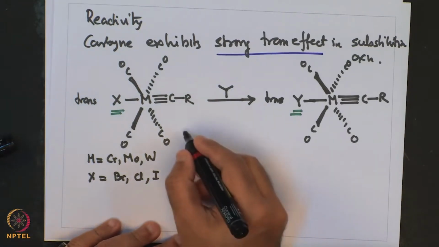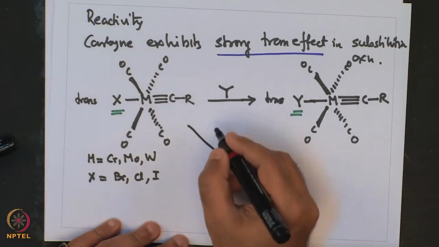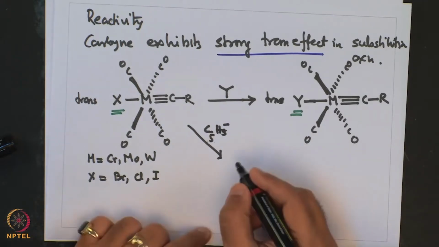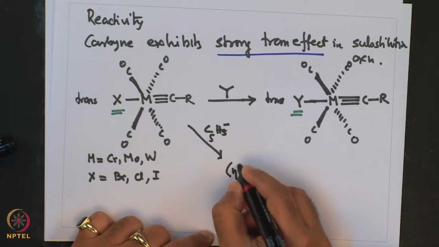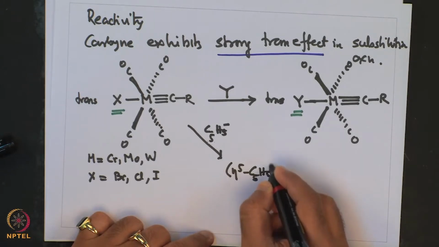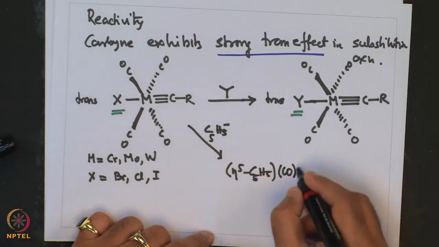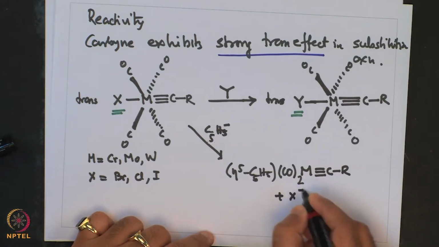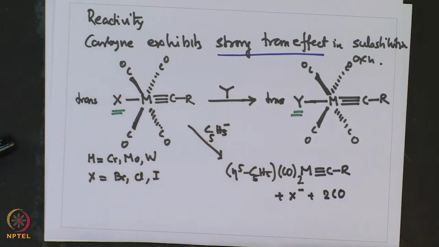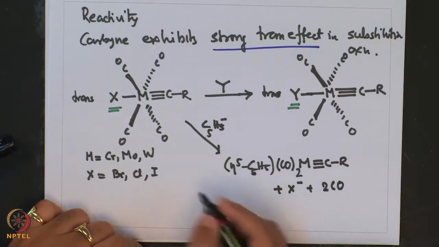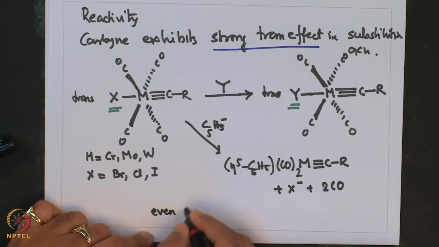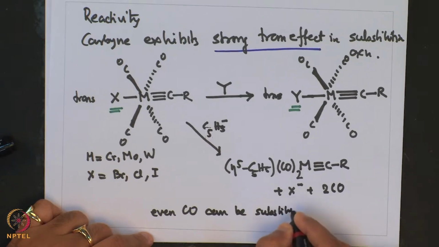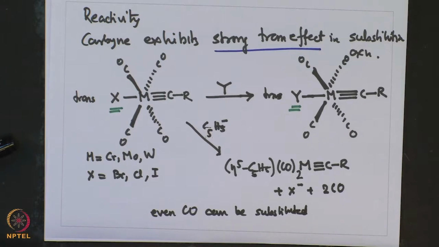The same can be seen if this reaction is treated with C5H5 or cyclopentadienyl anion, then the product formed is eta 5 C5H5 (CO)2 M CR plus X minus plus 2 CO. And what it says is that even CO can be substituted in these carbyne complexes.